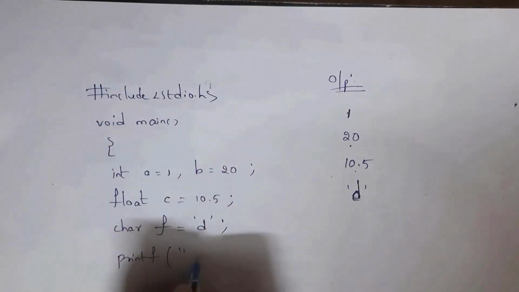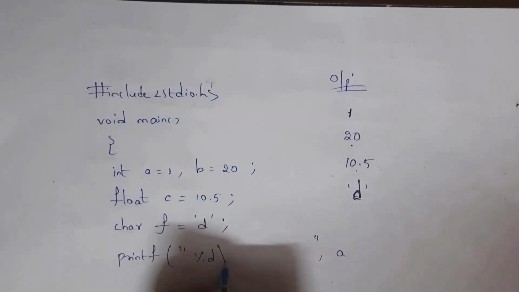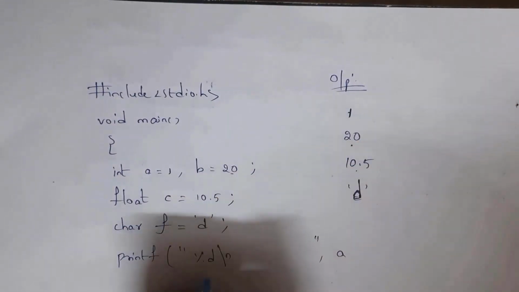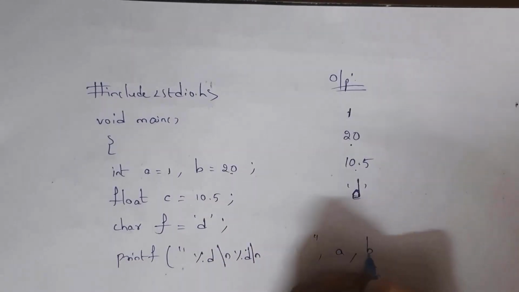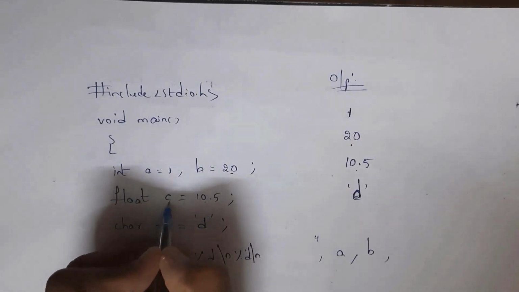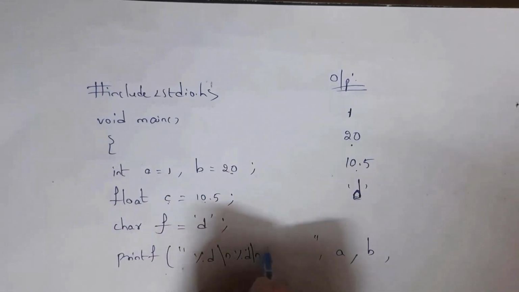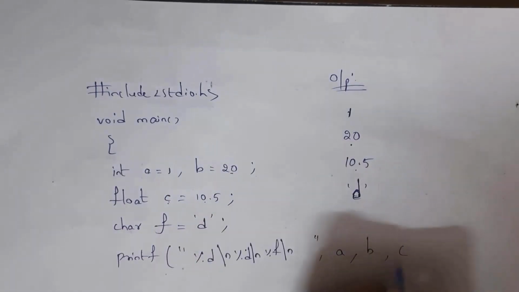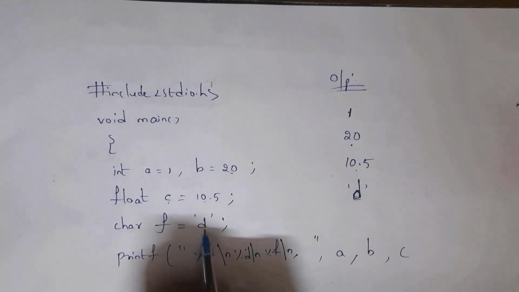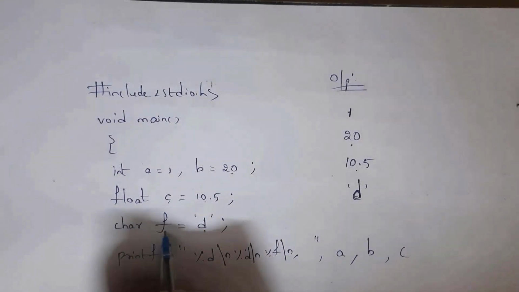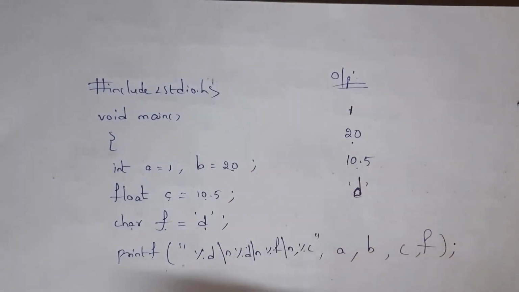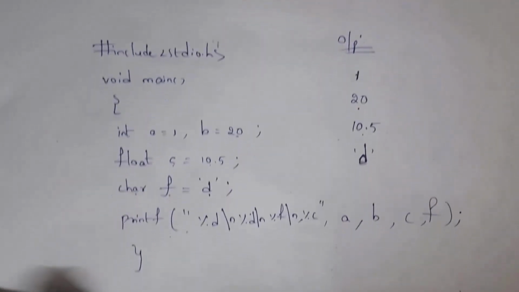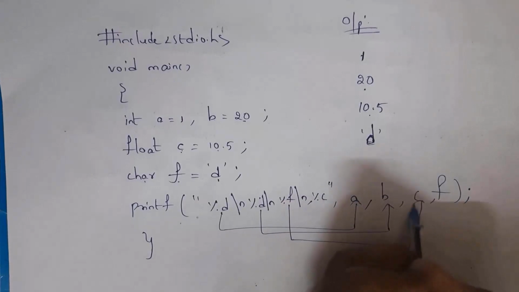This a is integer type, so I took here %d for a, and next \n. Next 20 is present in variable b. This variable b is integer data type, so again I need to take %d\n. This is for b, and next 10.5 is present in variable c. This variable c is float type, so I need to take here %f\n comma. This is for c. Last one is d. D is present in variable f, and this variable f is character data type, so I need to take here %c comma f close with semicolon. Whenever you execute this program, then you will get output as 1, 20, 10.5 and d. This is my output.